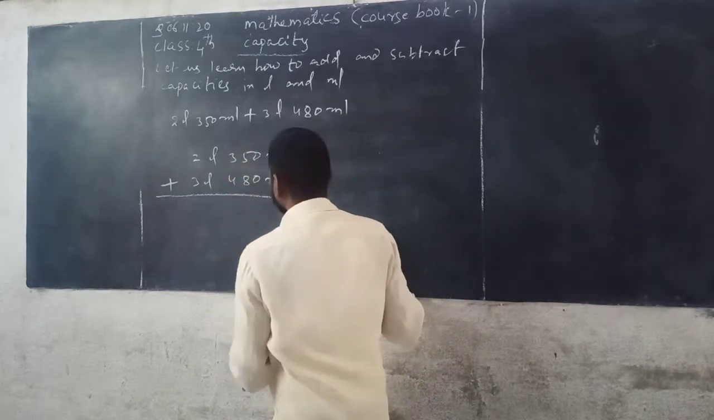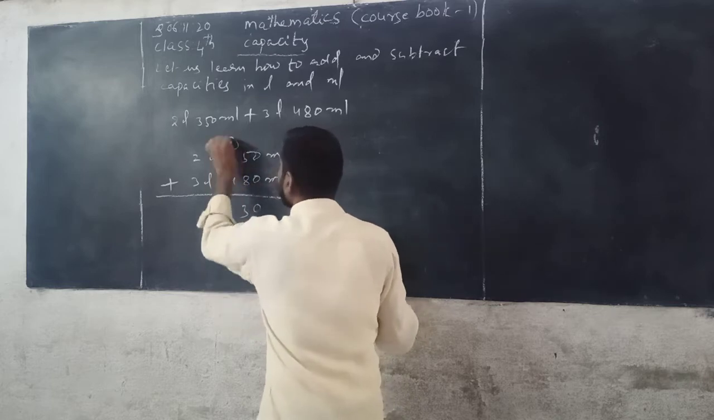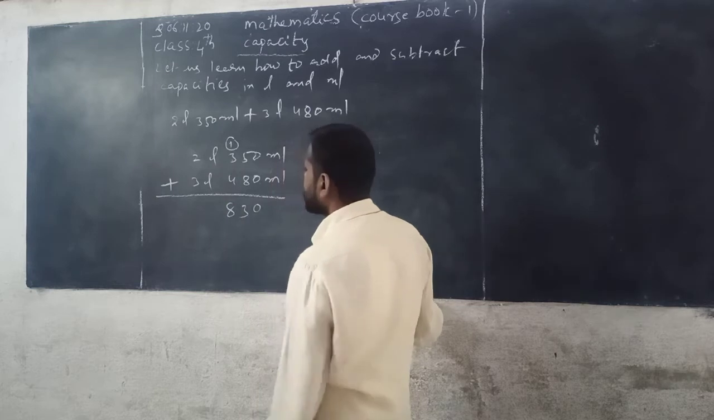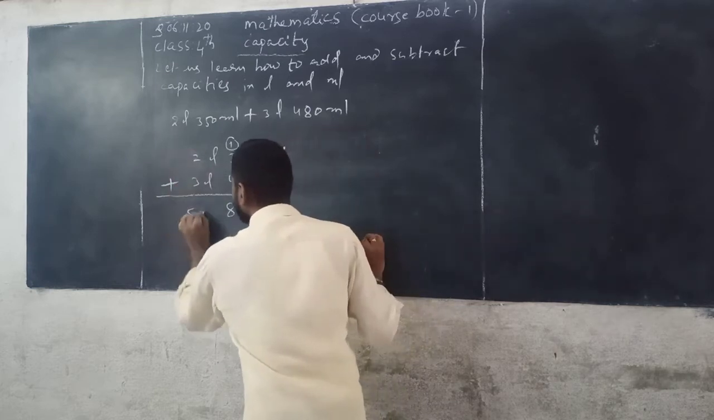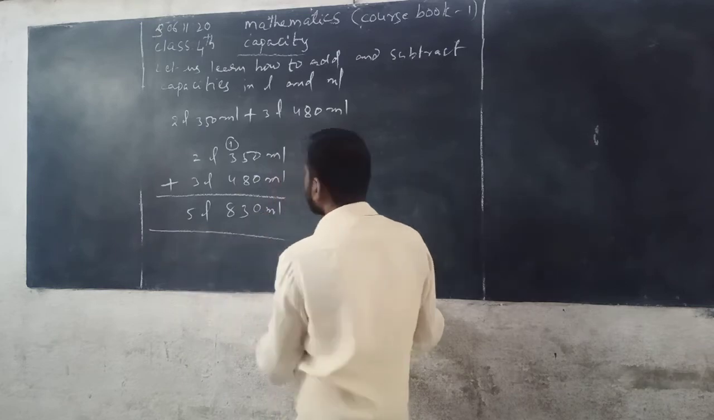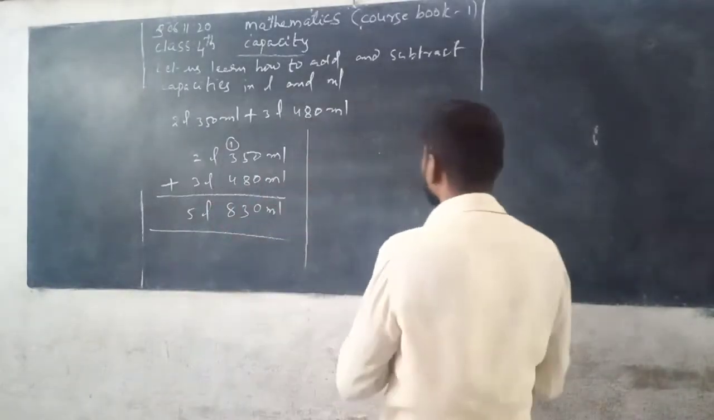See, first we add the milliliters. 0 plus 0, 0. 5 plus 8, 13, 3 taking 1 carry. 1 plus 3, 4, 4 plus 4, 8, beta. Next 2 plus 3, 5. So 5 liters 830 milliliters. This is the sum.